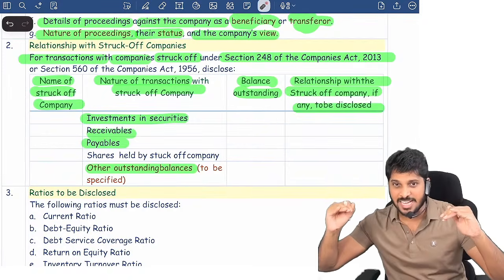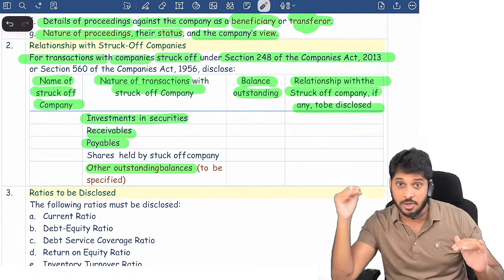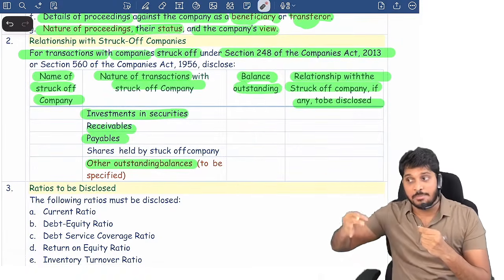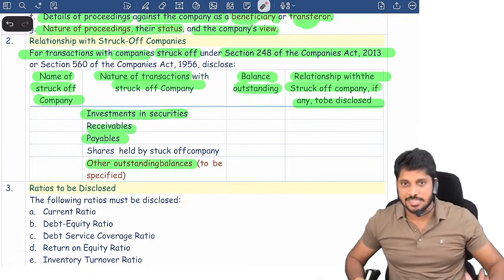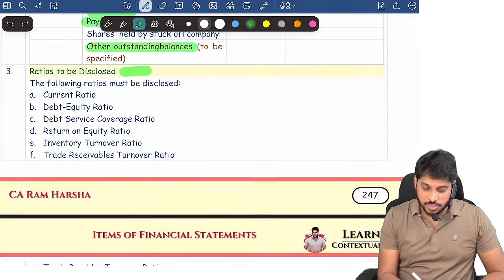Because if the company has been struck off, that is in a severe litigation, guys. That may even go for liquidation also. So how much balance is there? People have to know how much balance is lying with a struck off company. That's it, guys. Clear?